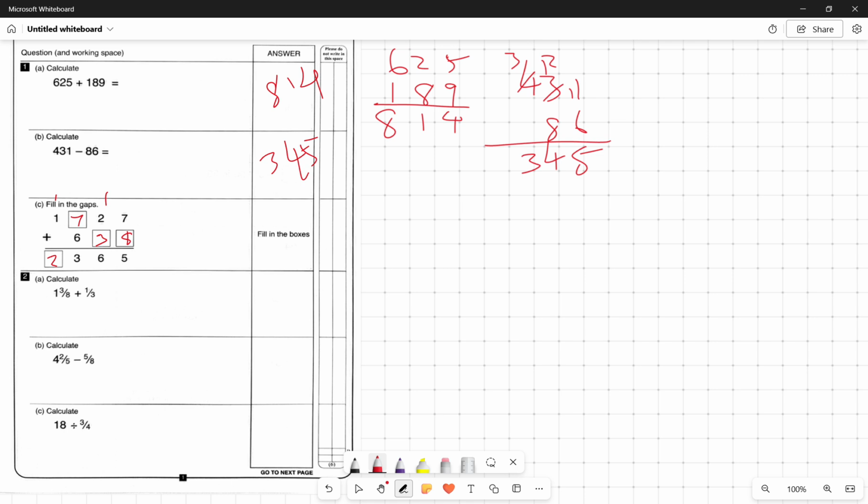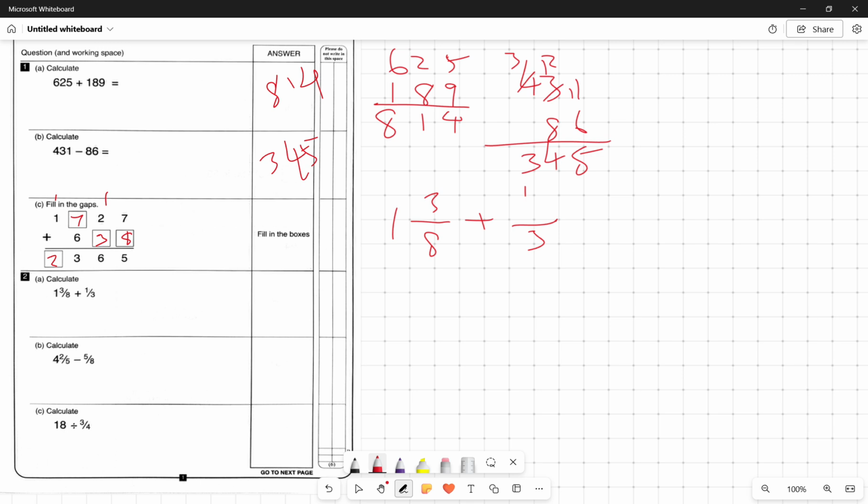Now come to question number 2. This is the recap for the topic of fractions: addition, subtraction and division of fractions. Very simple, very easy. Question number 2A: 1 and 3 over 8 plus 1 over 3. Go back and check my video. If the denominators are not common multiples, you use the butterfly method.